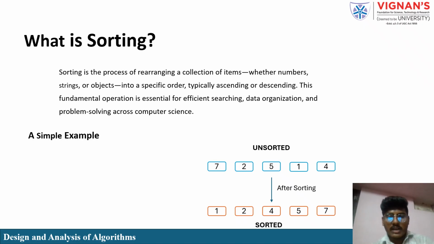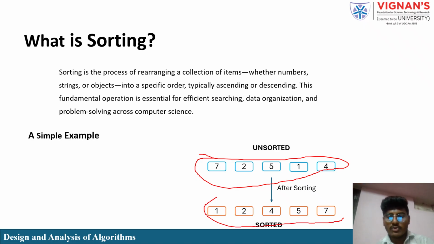Let us take an example. This is an unsorted array of elements: 7, 2, 5, 4, 1. After applying any of the sorting techniques, we will get the result in ascending order like 1, 2, 4, 5, 7. In this way, sorting helps in real world applications.